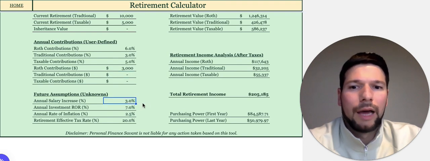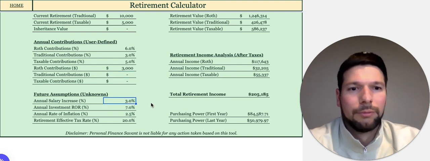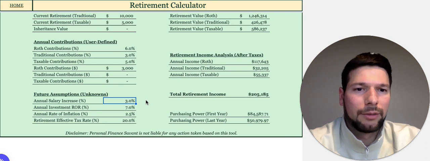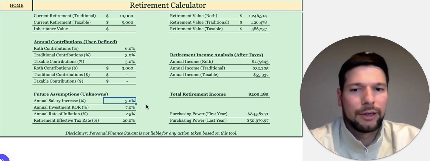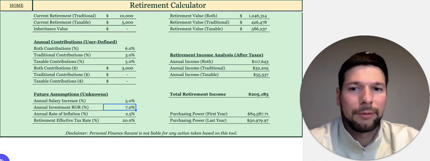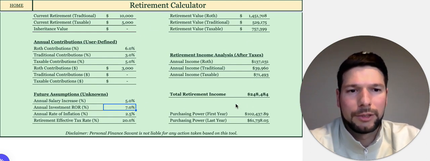So how much do you think you're going to earn more each year through compensation or merit raises at your company or promotions at your company? If you think it's going to average more like 5%, go ahead and put that in here, and all these numbers are going to update.